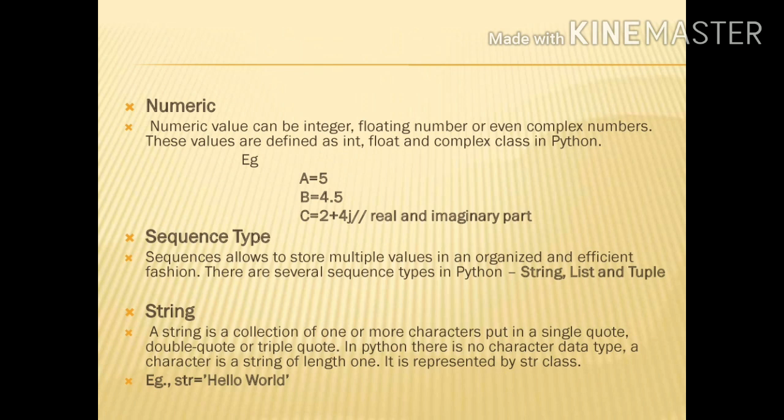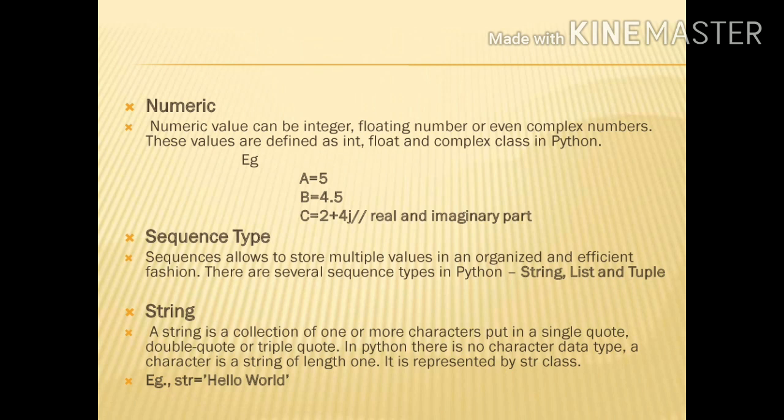The next topic, sequence type. Sequence allows us to store multiple values in an organized and efficient fashion. There are several sequence types in Python: string, list, tuple. A string is nothing but a collection of one or more characters put in single quote, double quote, or triple quote. In Python, there is no character data type.